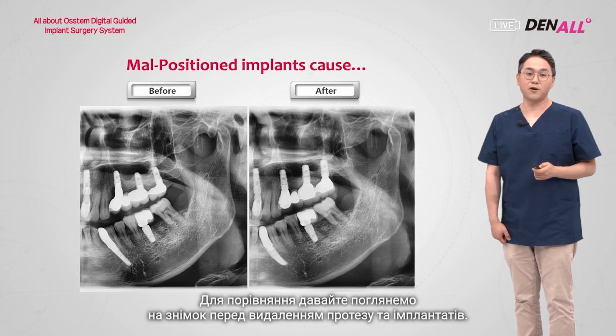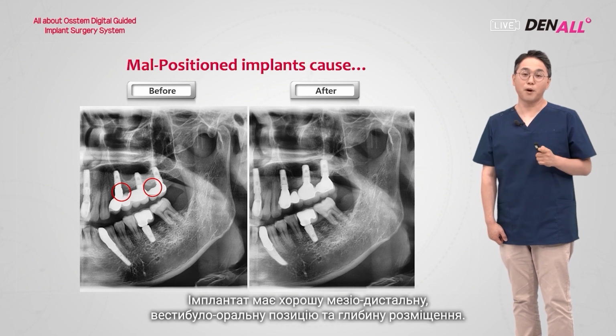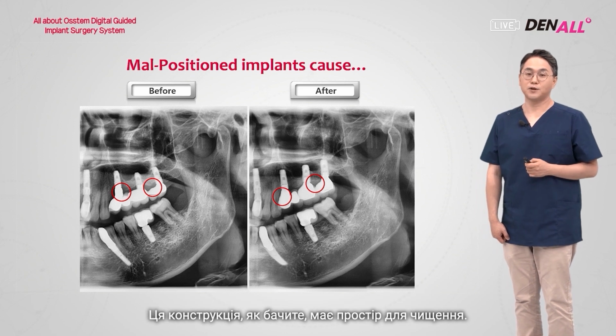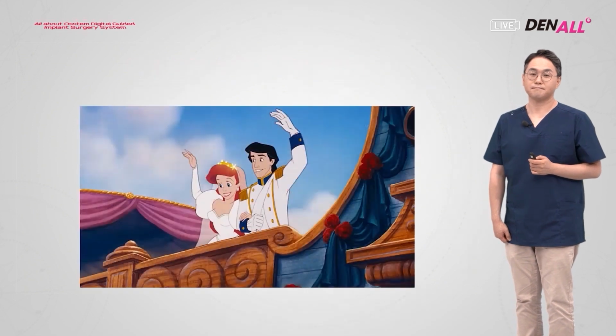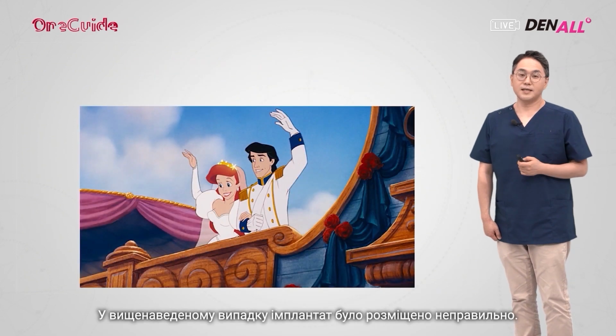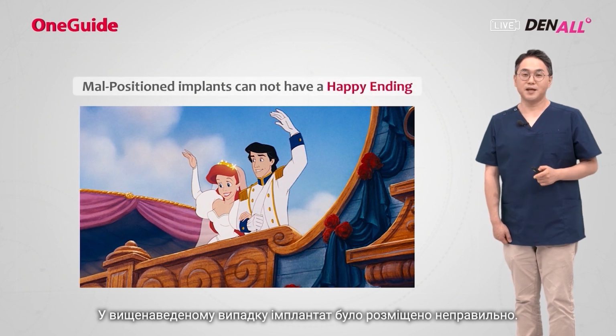To compare, let's look at before removing the prosthesis and implant. The implant has good mesiodistal position, buccolingual position, and placement depth. This is the prosthesis. As you can see, the cleaning space is there. As you can see in this case, the implant was placed wrong.